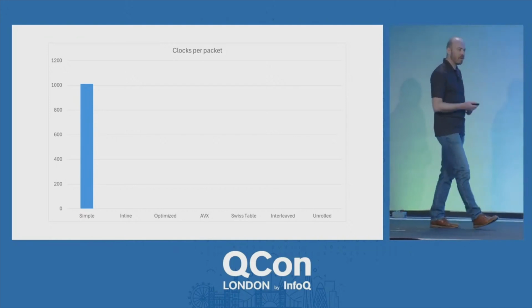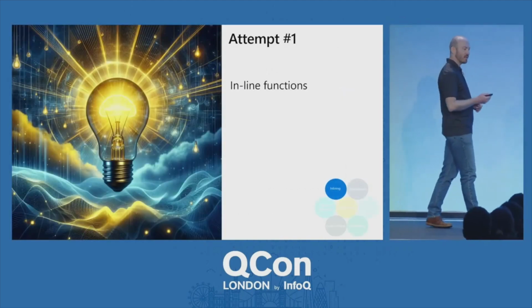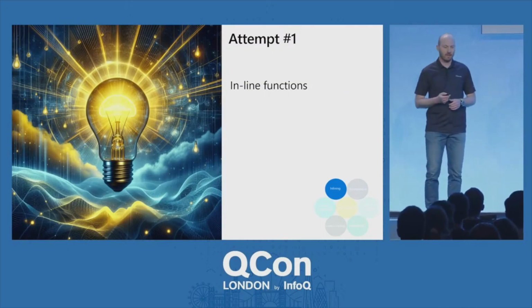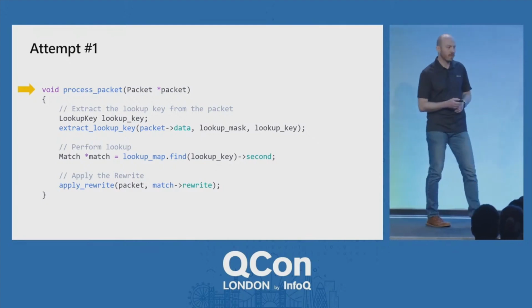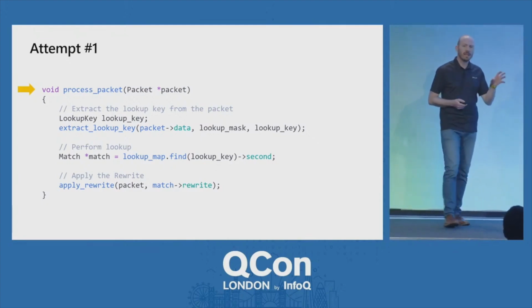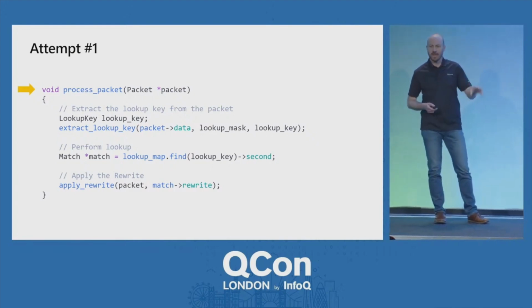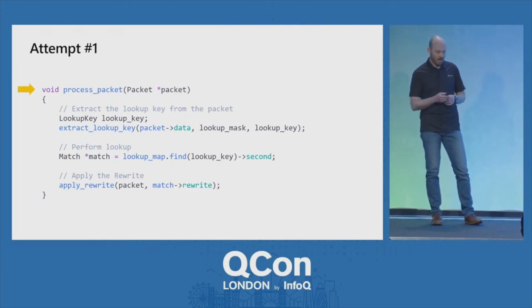And I know this is the first talk of the day, apart from the keynote, obviously. So we're going to start really simple. We're going to start with a nice, easy one, something called an inline function. So if we look at this process packet function, this is a function that is going to be called an awful lot. We said about 10 million packets a second. So every second, we're going to be calling this function 10 million times.